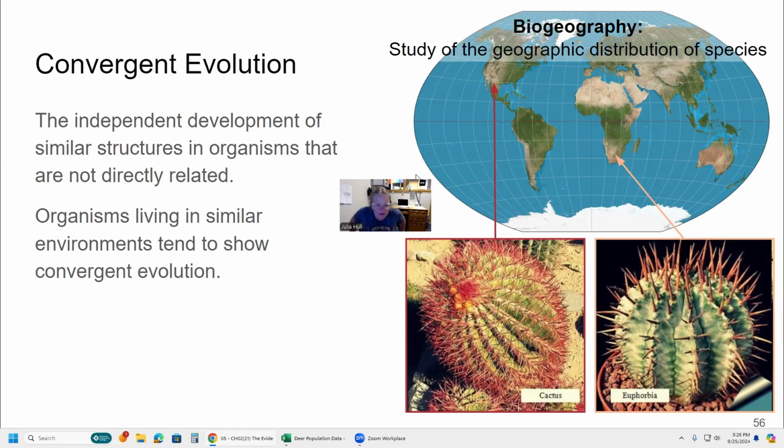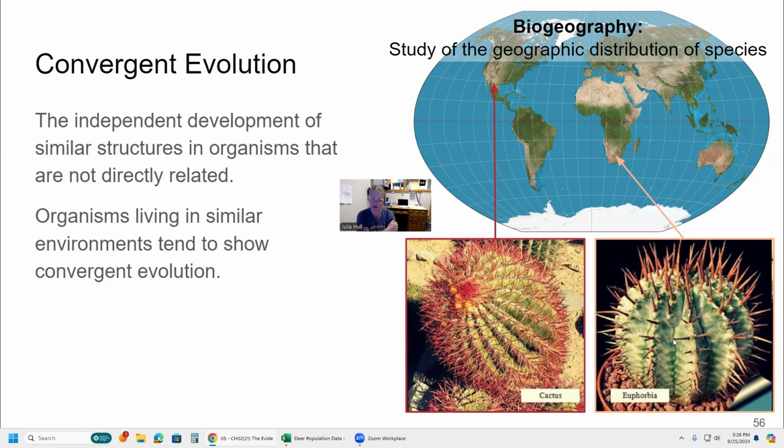In this case, what we see is the independent development of similar looking structures. These structures are going to do the same job. They might even look the same, even though these organisms don't share a recent common ancestor. The example that I love to give are the cacti that evolved in the Americas, and this euphorbia that evolved in South Africa. You can see that they have very similar looking morphologies, right?